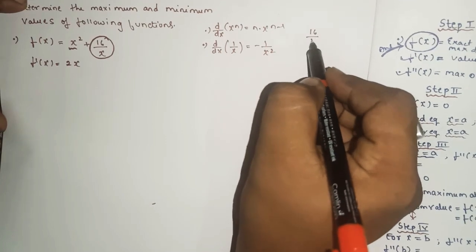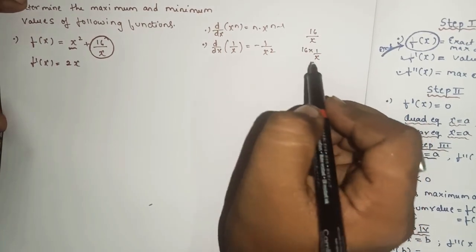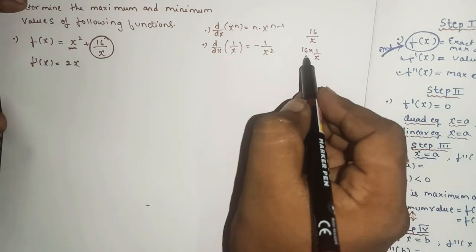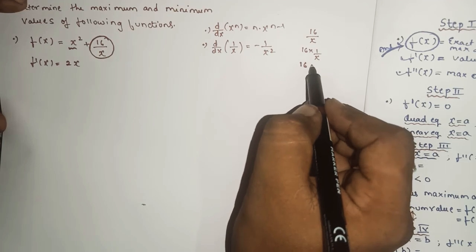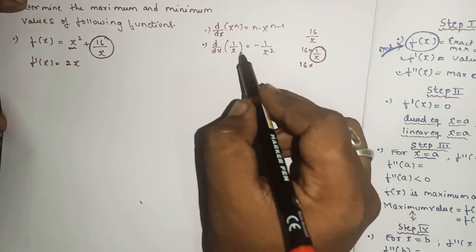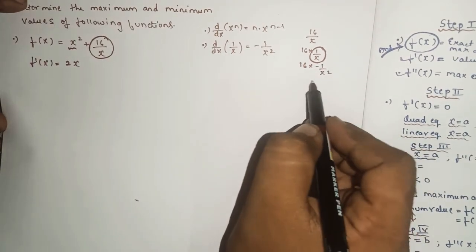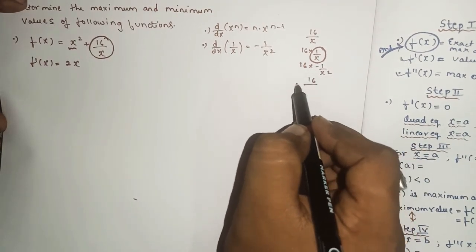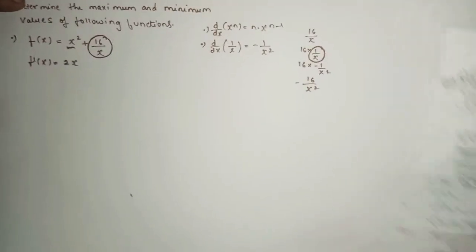16 upon x, we can write this as 16 into 1 upon x, yes or no? Okay, so here 16 is what? It is a constant, we'll keep it as it is, and simply we'll find the derivative of 1 upon x, and the derivative of 1 upon x, we know, is minus 1 upon x square. So here the answer will be what? Minus 16 upon x square. Okay, so now there are two ways.